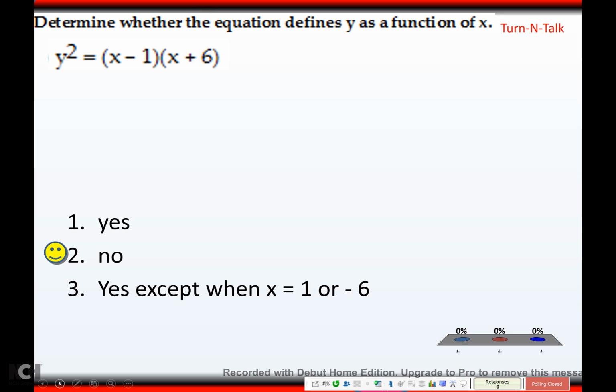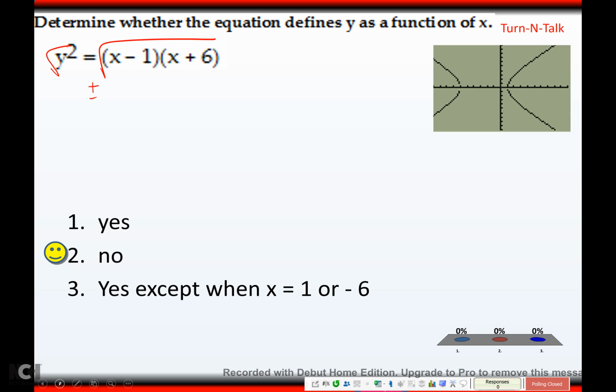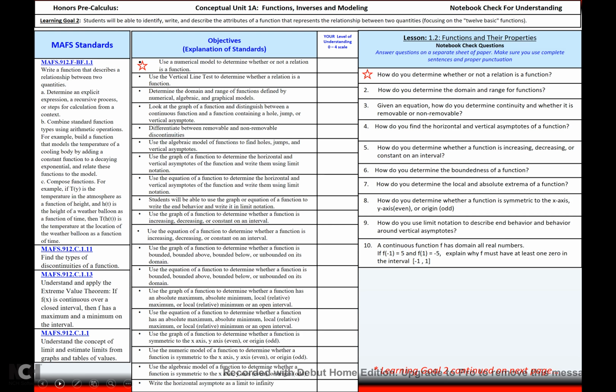And the reason is, once I get y alone and square root this, that's going to be plus or minus, right? And you get this hyperbola looking thing, which does not pass a vertical line test. All right, so how do you determine whether or not a relation is a function? Well, you can look at the graph and do vertical line test. You can look at tables and make sure that all of the x's are different, or that every input gives exactly one output.